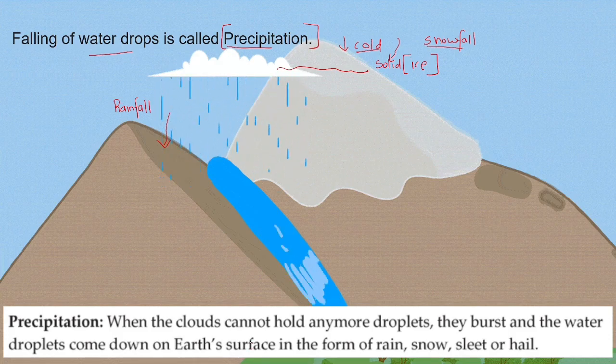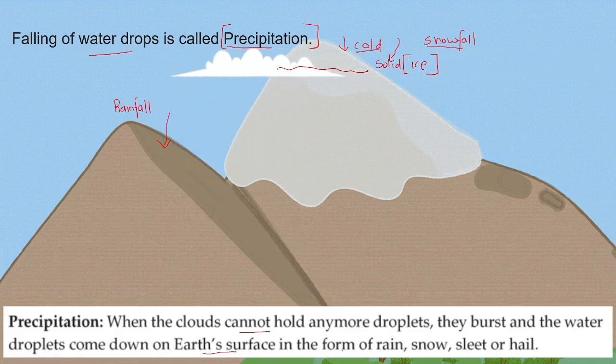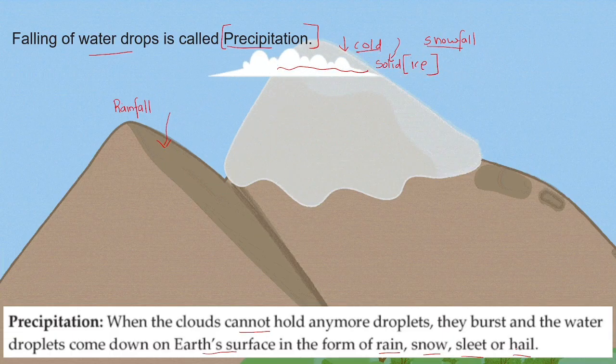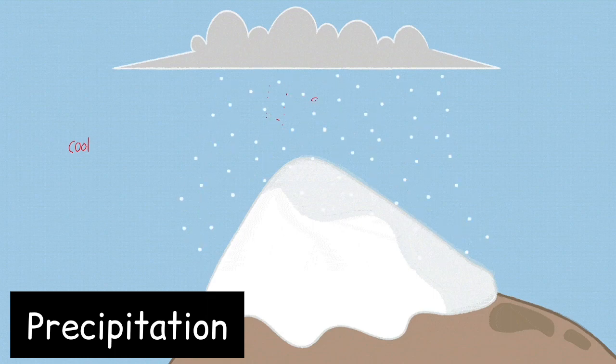So when the cloud cannot hold this water anymore, it bursts and the water comes down in the form of water droplets onto the earth's surface, either as rain, snow, sleet or hail, and all these forms are termed precipitation. So as I have told you, if precipitation occurs on a mountain where the temperature is very cool, then what happens? The water falls down in the form of snow and we call it snowfall.